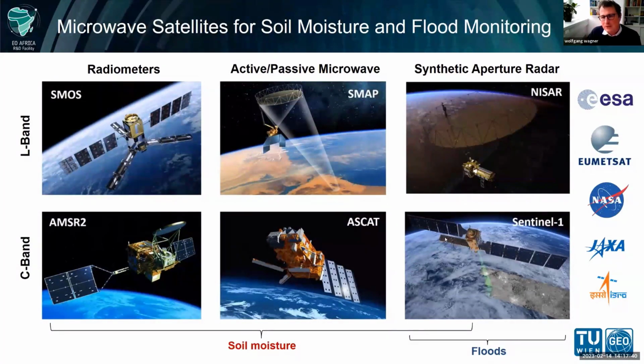Yeah, all of those sensors you can use for monitoring soil moisture. For flood monitoring, you only use the SAR data, because only the SAR data have a fine enough resolution to give you a meaningful water body product.